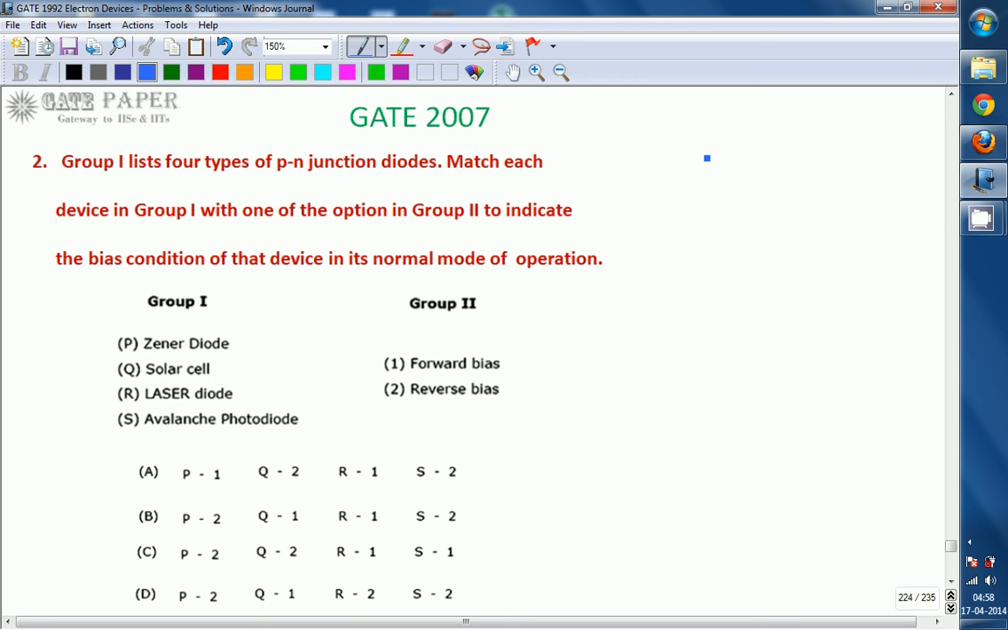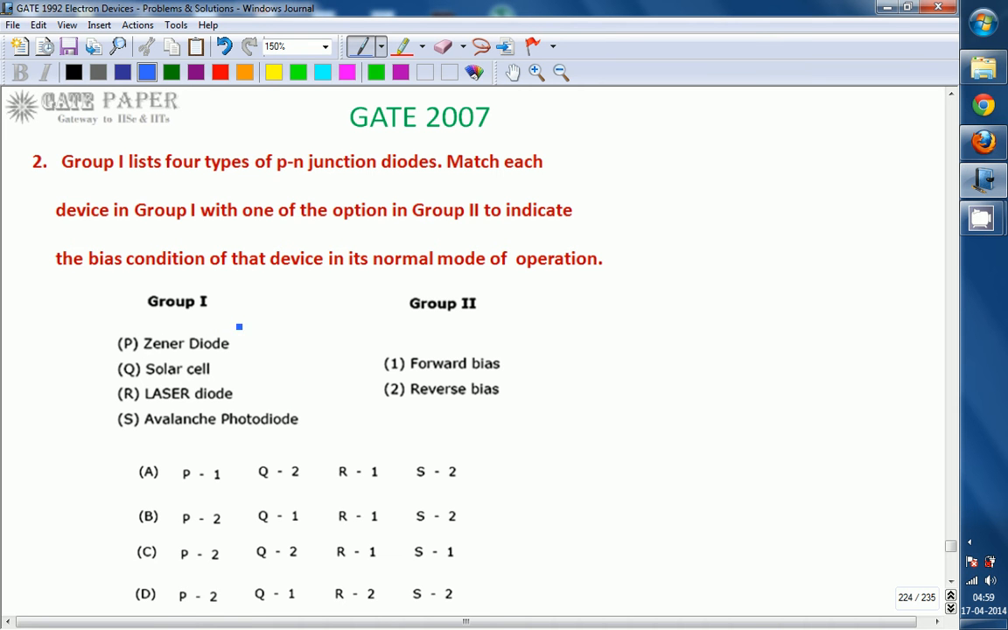Match each device in group 1 with one of the options in group 2 to indicate the bias condition of that device in its normal mode of operation. Normal mode of operation is nothing but where it will be used most. In which mode it will be used most is going to be treated as the normal mode of operation. So group 1 consists of Zener diode, solar cell, laser diode and avalanche photodiode.